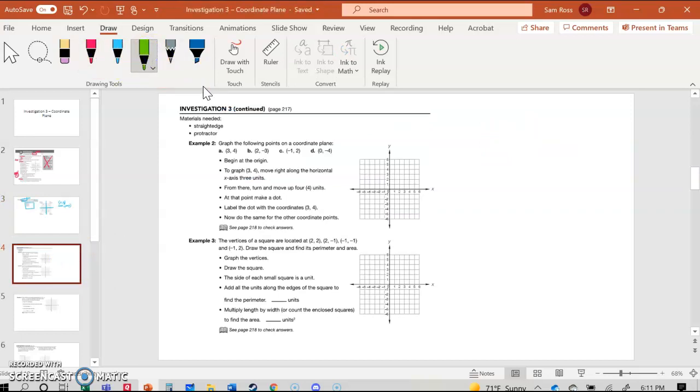It says you need a straight edge and a protractor. If you just grab a protractor... Oh, hold on. It's a trick-or-treater. Okay, so if you just get a protractor, you'll have a straight edge.